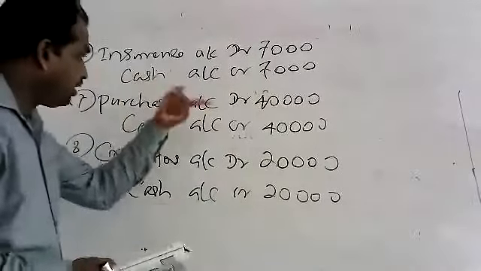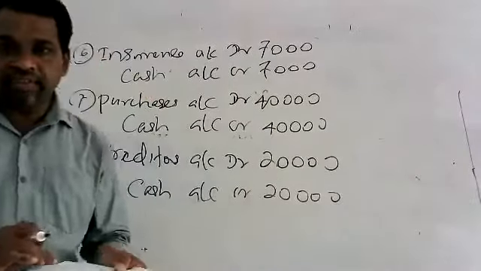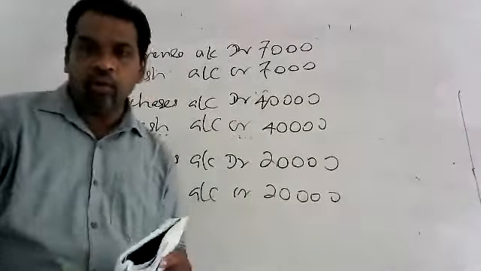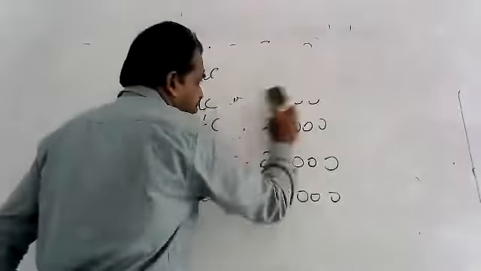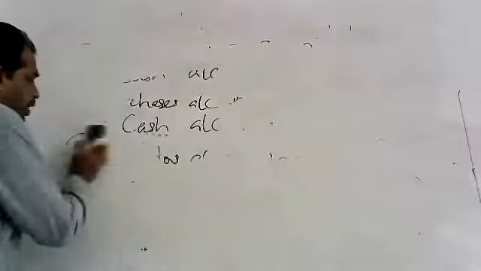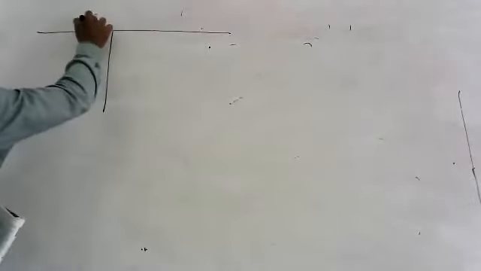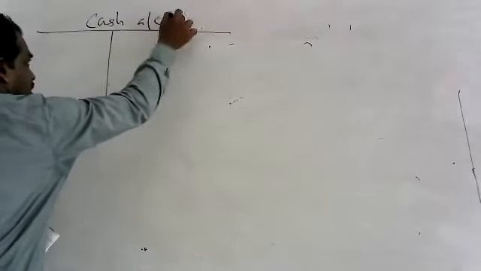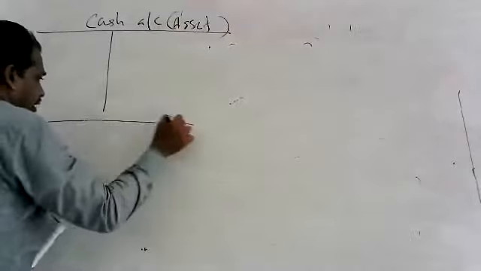The other double entries related to activity number 3 are available on your page number 76. Now we can prepare ledger accounts regarding these transactions. Transaction number 1, introduces capital, then we can have cash account, that is asset, and we can have capital account.